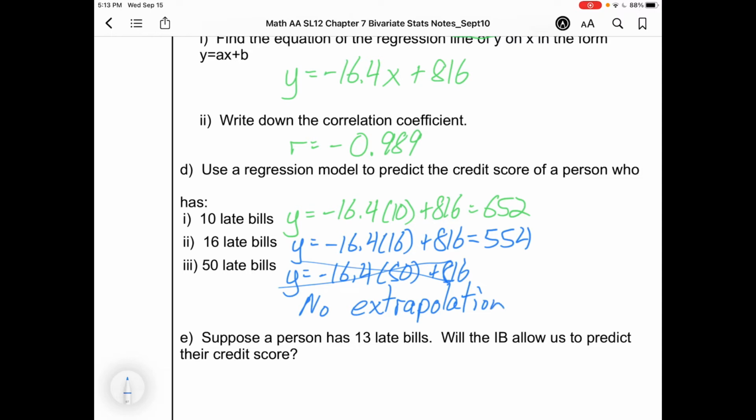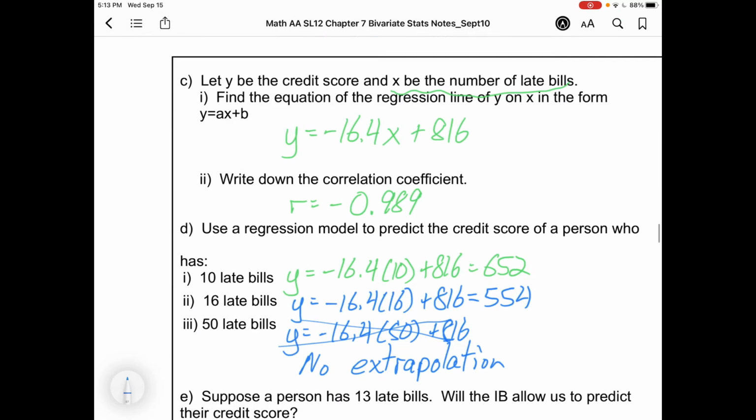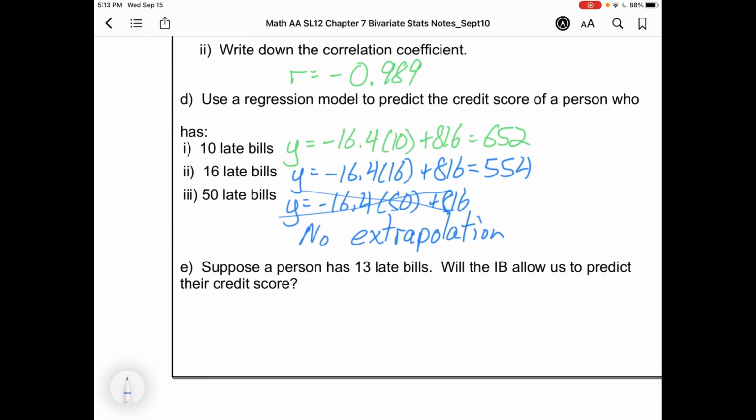So suppose a person has 13 late bills. Will the IB allow us to predict their credit score? Let's see. Is that within our known data? Yeah, we have between 2 and 20. That's fine. So yes, interpolation is okay.